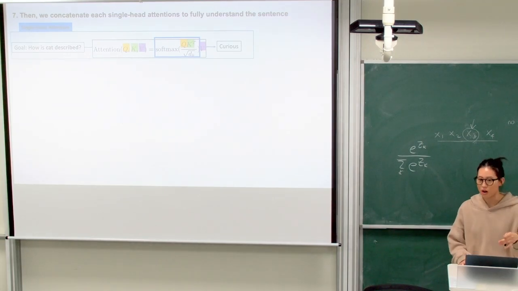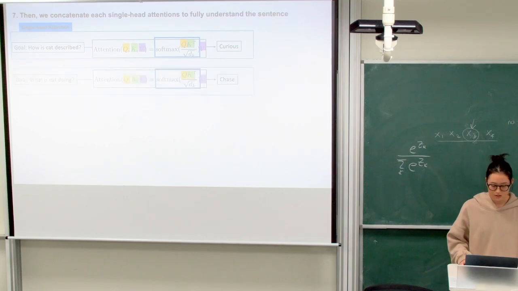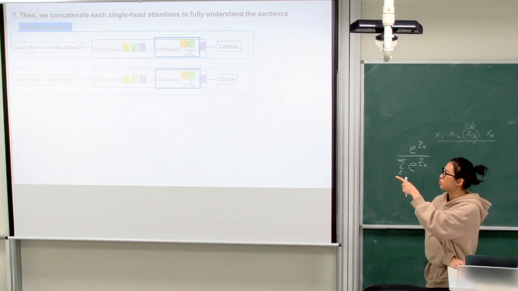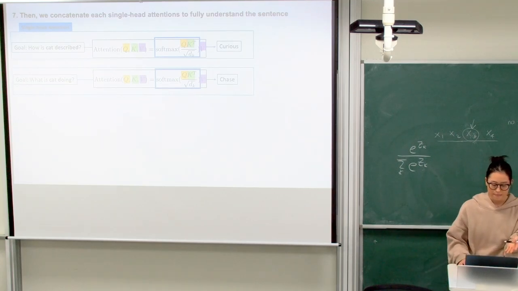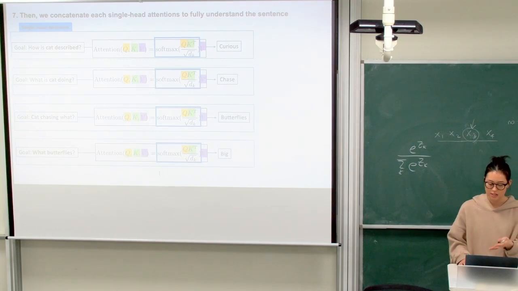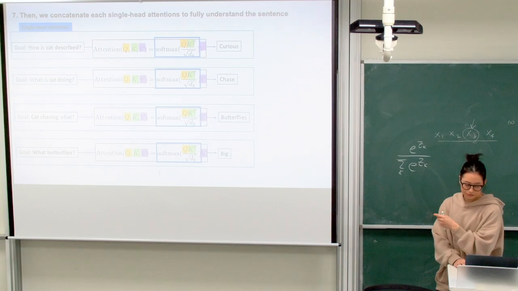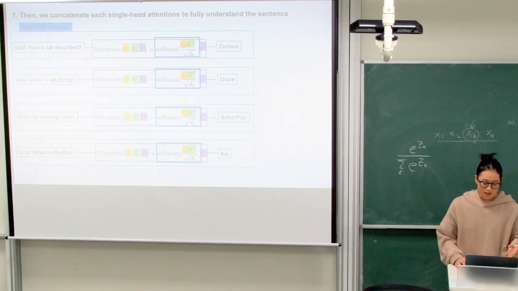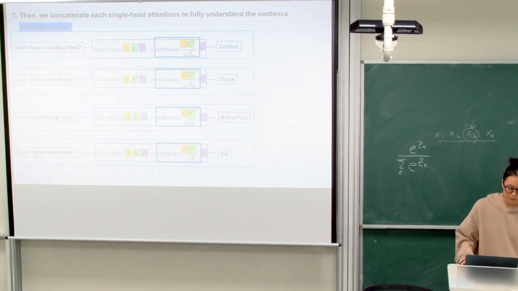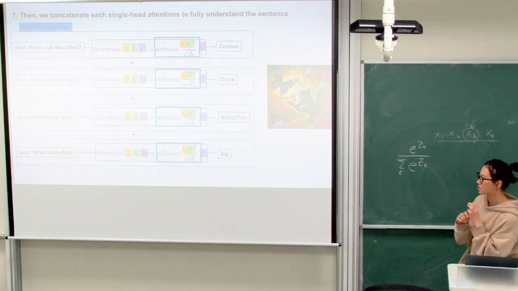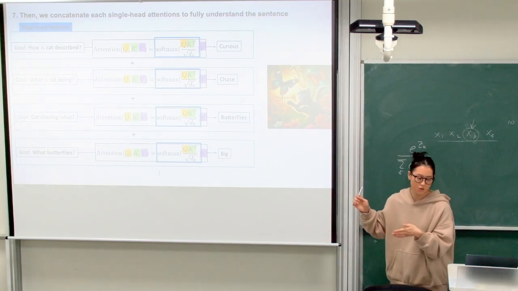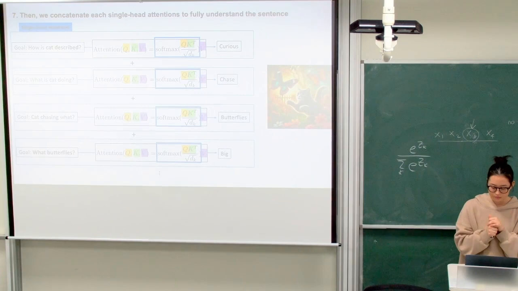Now let's go back to our previous question. What is cat doing? Chase. So now we can set a different goal to get a different answer, and then we would want to repeat this until we fully understand the sentence. And the paper concatenates all these matrices to understand the sentence.